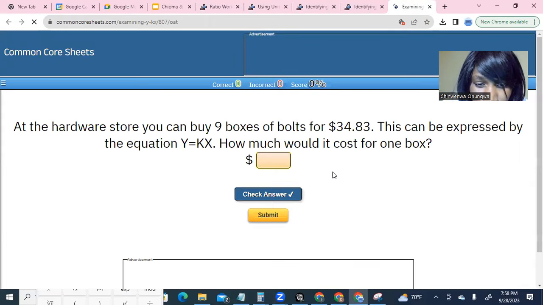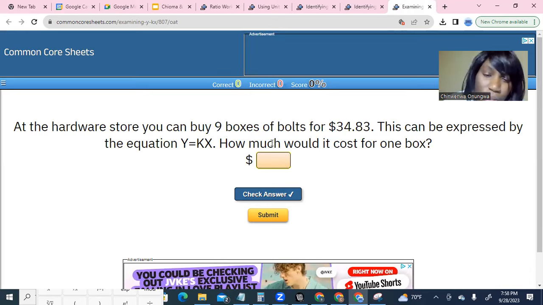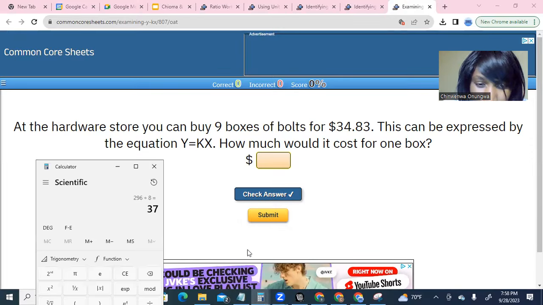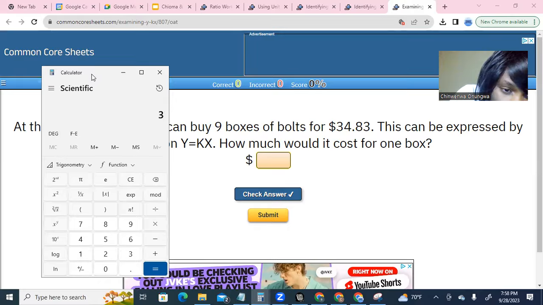The next one is finding out within a word problem what my proportional equation will be. Remember, it's y equals something times your x. So again, you would just divide. Here we have 9 times something will give me 34.83. So to find out what it is, I'll say 34.83 divided by 9. That'll give me 3.87.